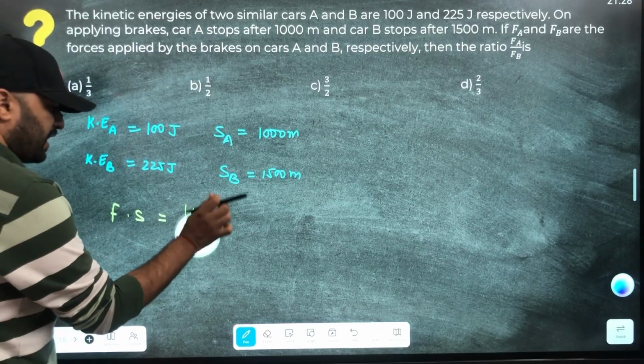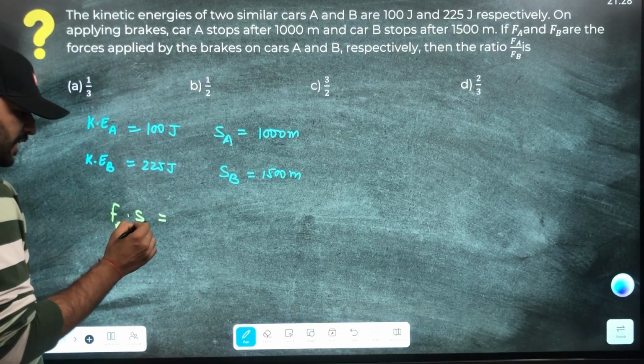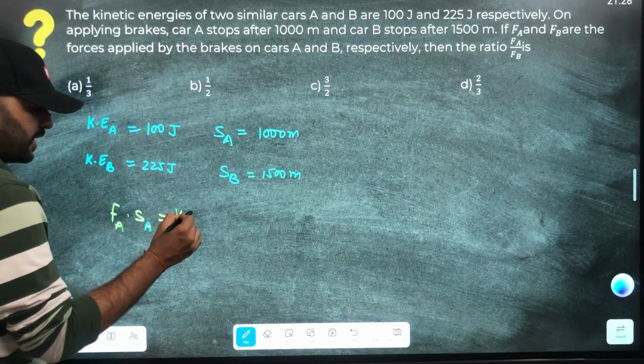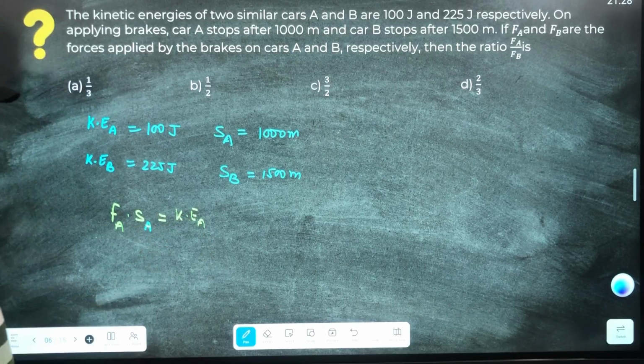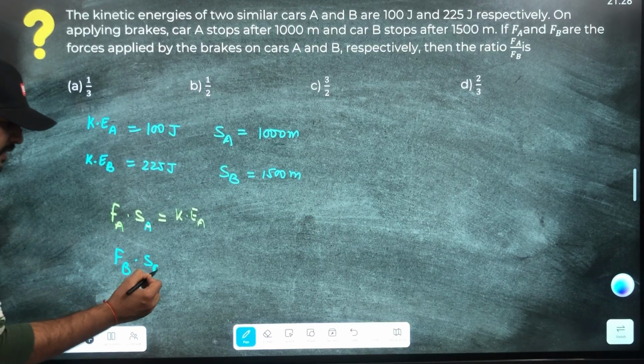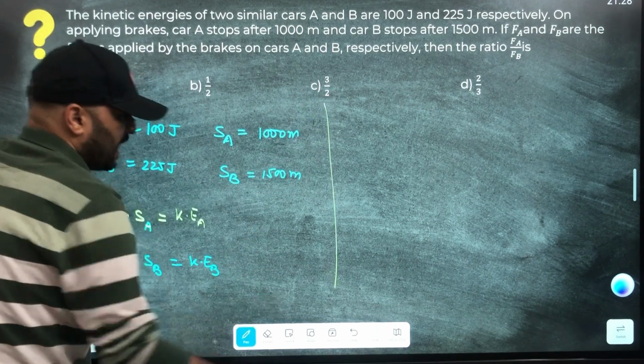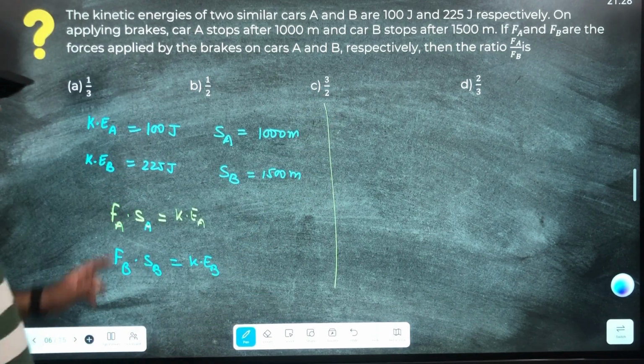So straight away, let me write here, Fa is the force acting on the first car. Displacement of the first car will be responsible for the kinetic energy of the first car. Clear? Similarly, force for the second car, displacement of the second car and kinetic energy of the second car. Let's divide both of them and figure out our value for the ratio of forces.